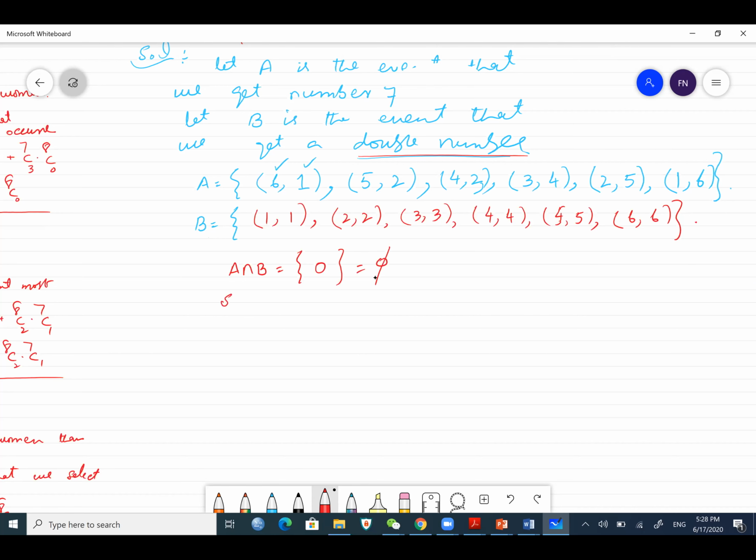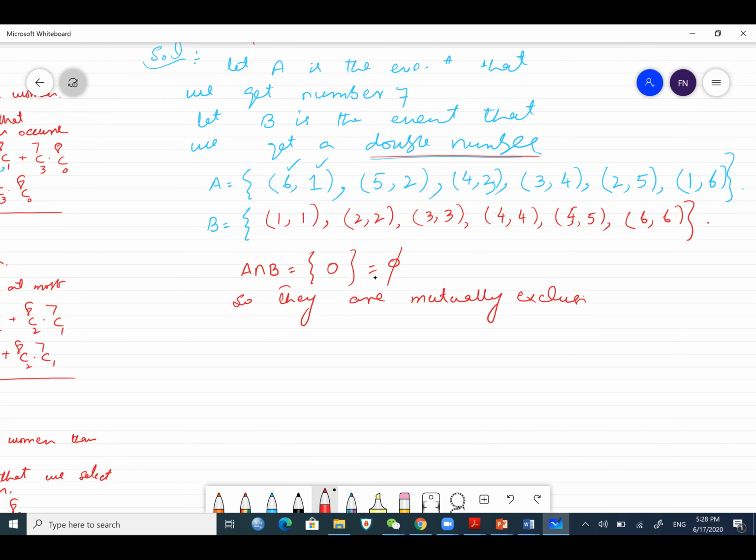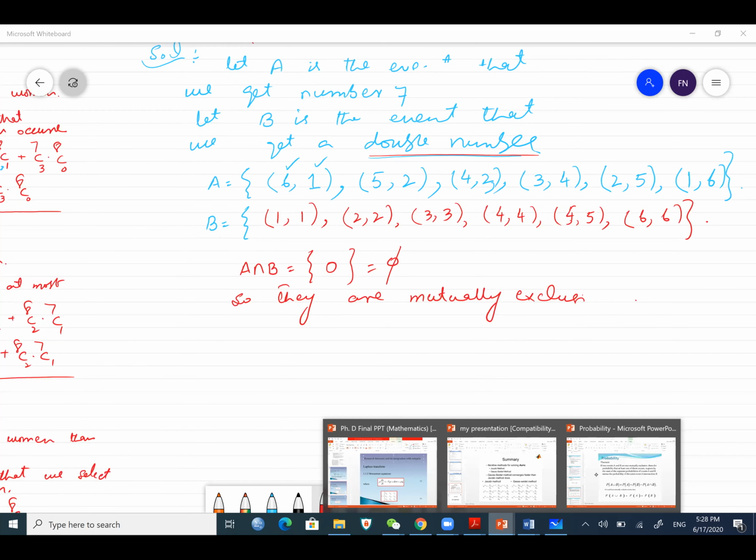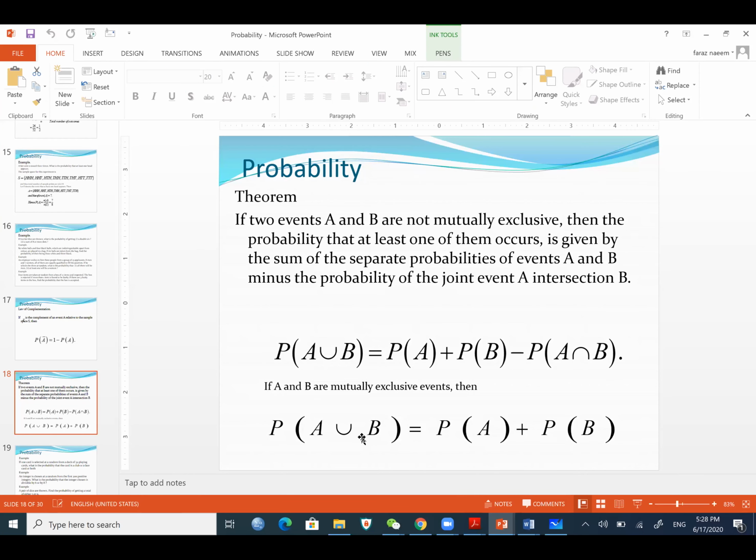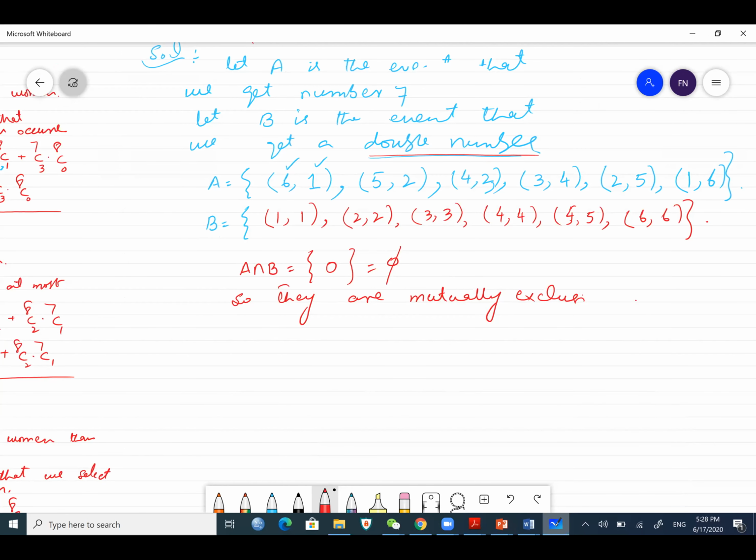So they are mutually exclusive. They cannot occur together. When they are mutually exclusive, in that case, we will use this second formula: probability of A union B equals P of A plus P of B. So probability of A union B means probability of event A plus probability of event B.